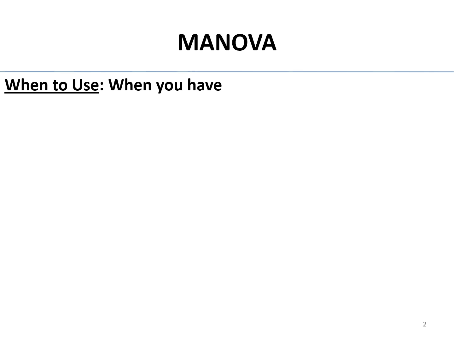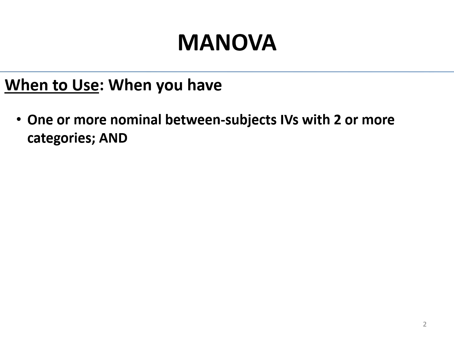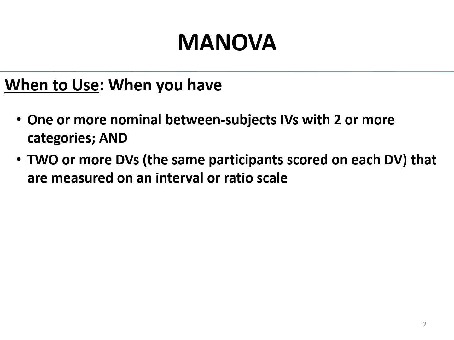It is designed for cases where you have one or more nominal between-subjects IVs with two or more categories, hence they are variables. And you have two or more DVs, so that would be the same participant scored on each DV, and they need to be measured on a ratio or interval scale.